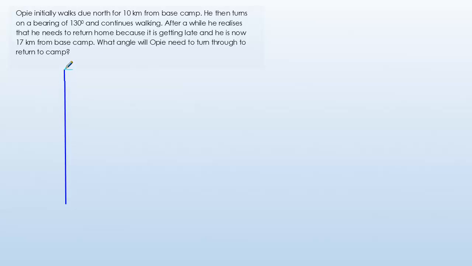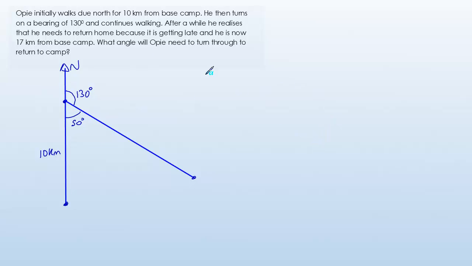Well, we know that he starts off going north. So let's put his base camp just here. And he goes 10 kilometers north to this point here. He then goes on a bearing of 130. Well, clockwise from north, 130 would make him walk in this sort of direction. And we don't know how far he goes along there, but we just know that this angle here is 130, and that means that this angle here is going to be 50 because the angles on a straight line add up to 180.